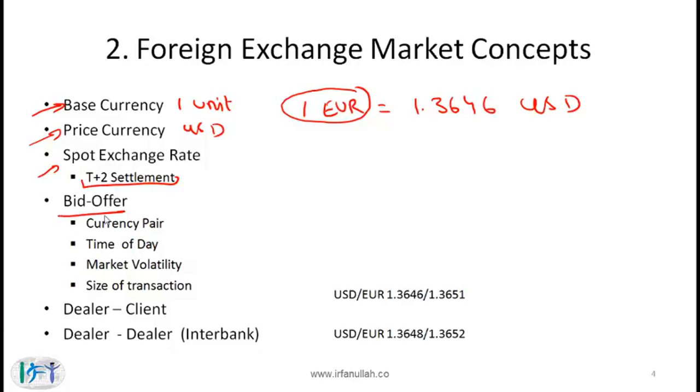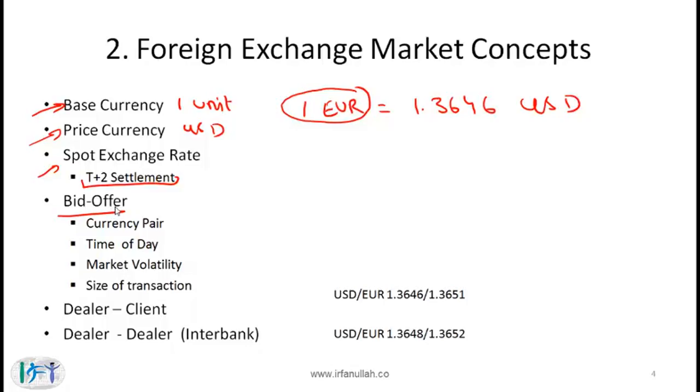Bid offer. Now, for any given currency pair, so in this example, euro, US dollar, you are typically going to see 2 numbers. One is called the bid, the other is the offer. The bid rate is the rate at which an FX dealer will buy from a client. The way I remember this, B for buy, B for bid, and this is from the perspective of the dealer, and offer is the rate at which the dealer will sell to the client.